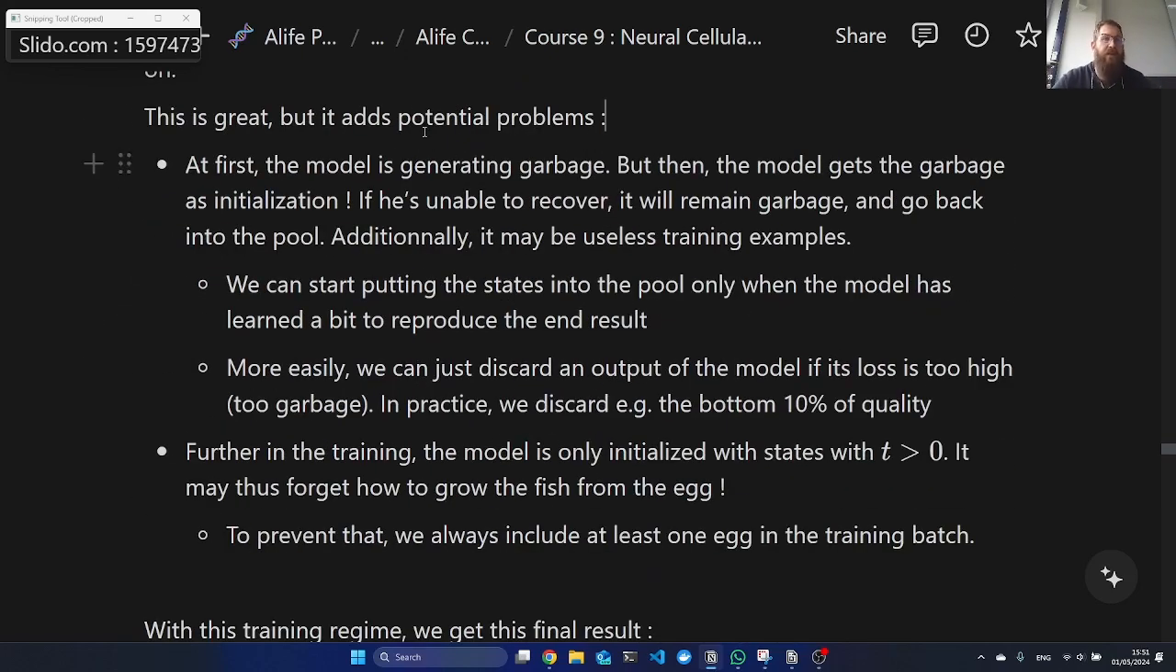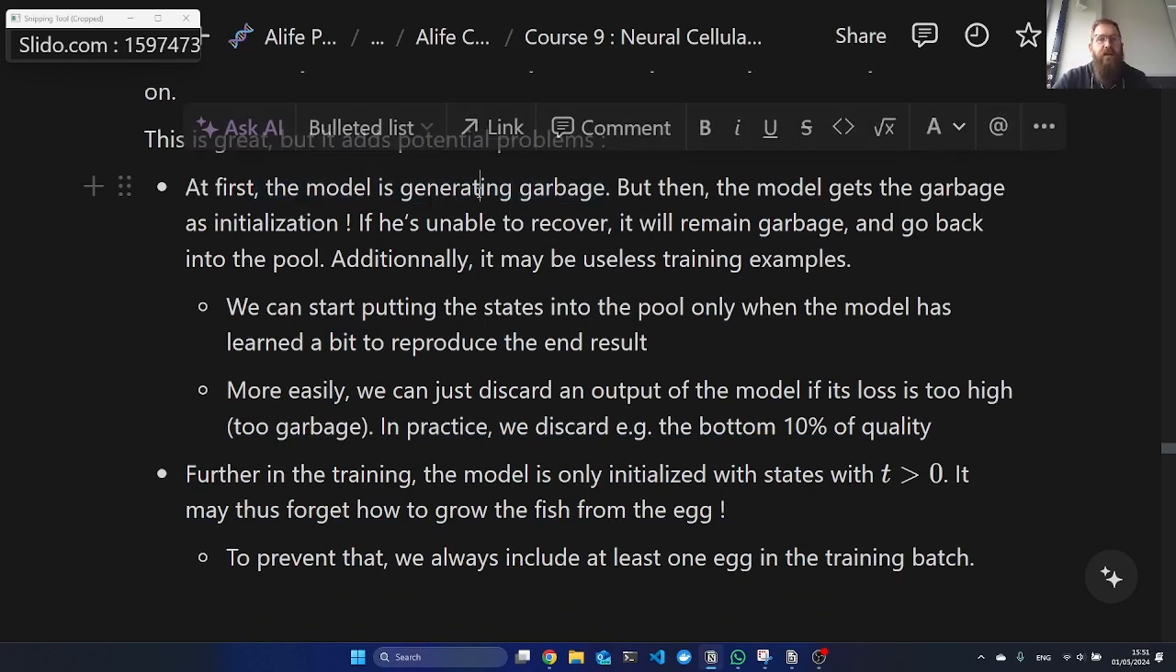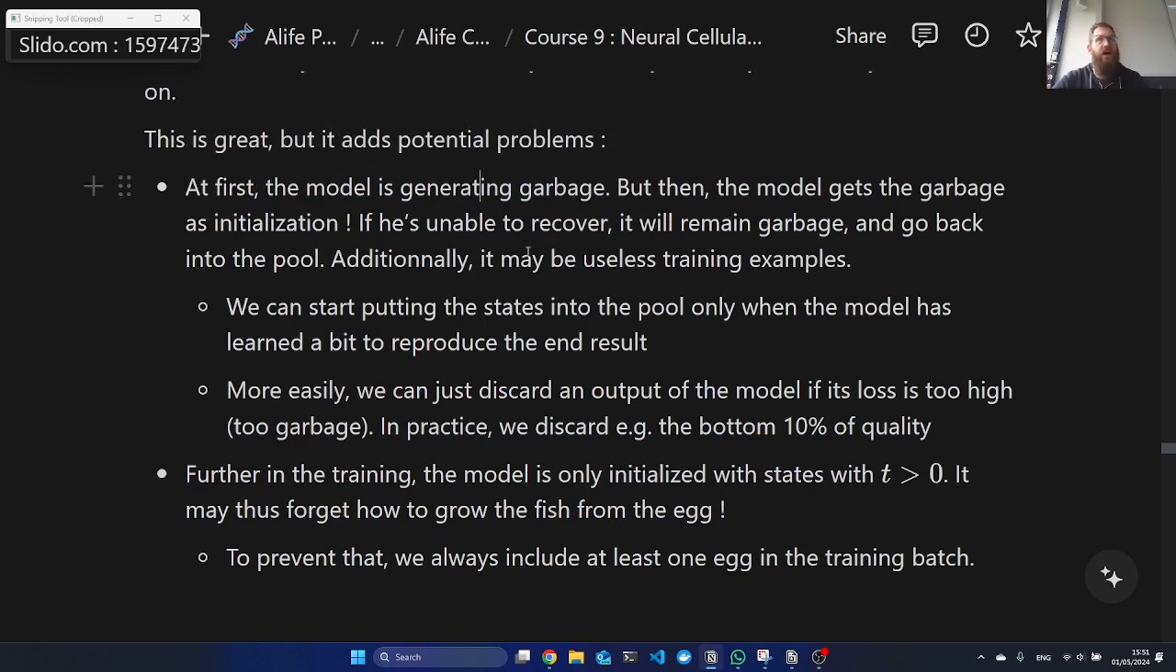So this seems great, but it has some potential problems. So at the beginning, the model is generating garbage, right? As we've seen, it's generating just a blob of color. But then, because of the pool sample training, we are taking this garbage and asking the model to make the fish starting with this garbage. This might be super difficult. So if it cannot recover from garbage to fish, it will just make more garbage. Then we take this more garbage, we put it in the pool and ask it again to generate the fish from the garbage, and then this is unstable, right?